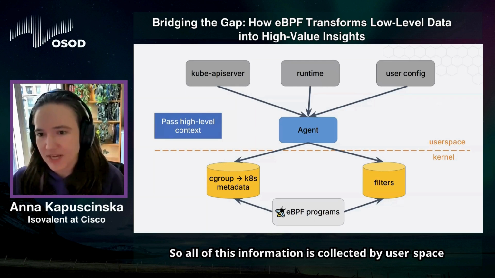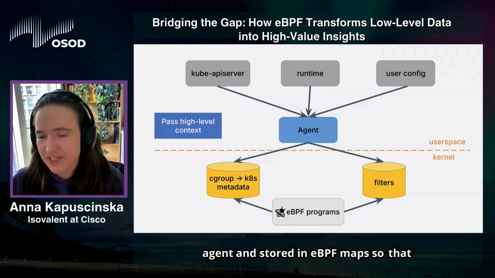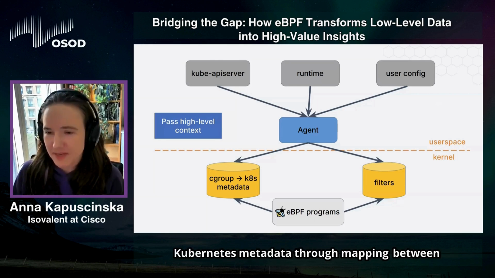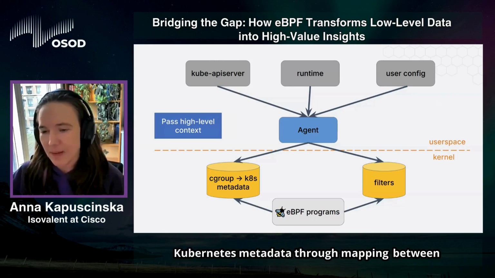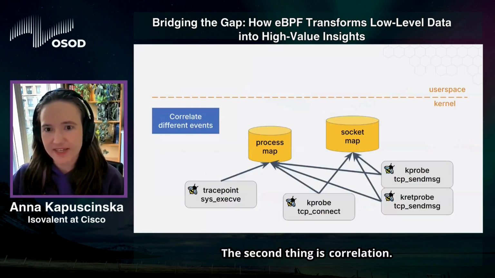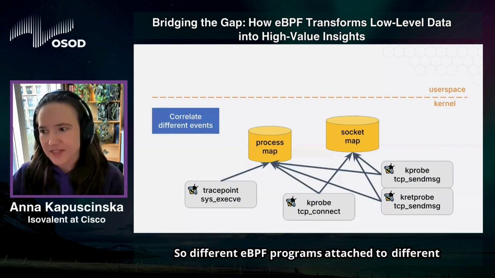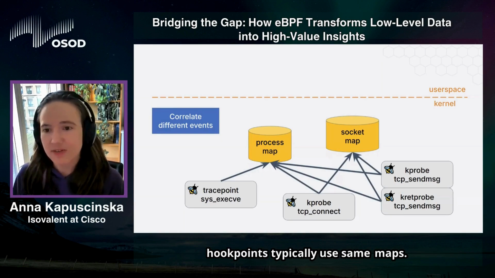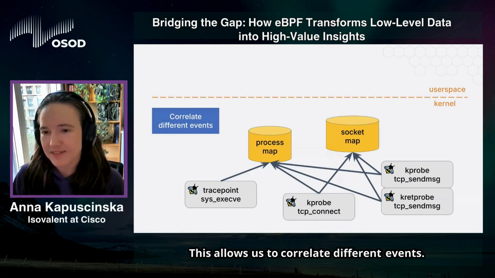So all of this information is collected by the user space agent and stored in BPF maps so that BPF programs can, for example, access Kubernetes metadata through mapping between cgroup and Kubernetes metadata we queried from the Kubernetes API. The second thing is correlation. Different BPF programs attached to different hook points typically use the same maps. And this allows us to correlate different events.